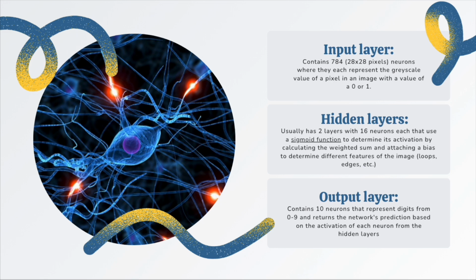For example, if the computer was trying to recognize a number, some of the features it would try to recognize are the loops, curves, or edges of the number. Like the number 5, it has edges and a curve, but it does not contain a loop, while the number 8 would contain 2 loops making up each half of the number. In the output layer, there are 10 neurons that represent digits from 0 to 9, and it returns the network's prediction based on the activation of each neuron from the hidden layers.